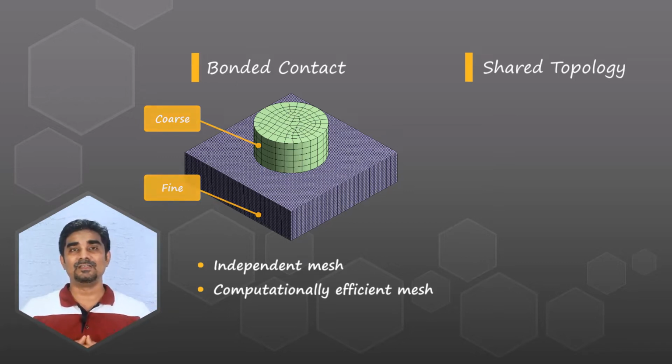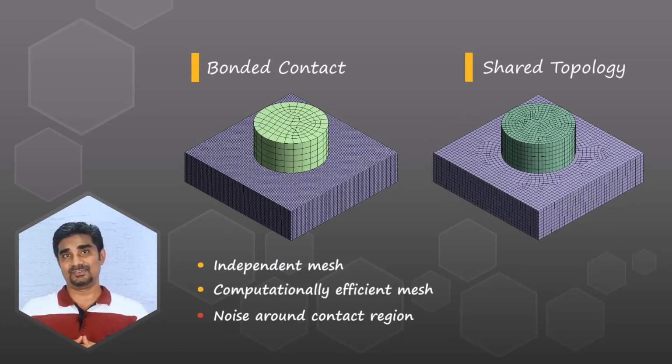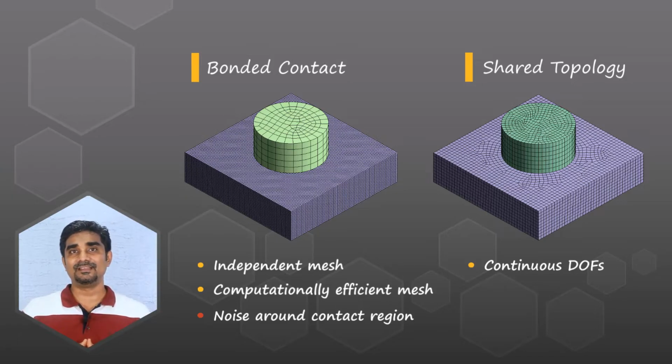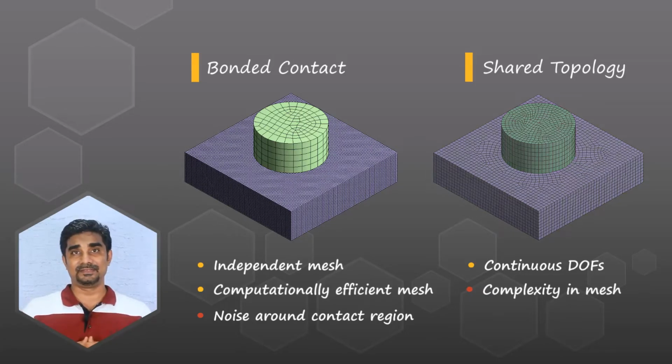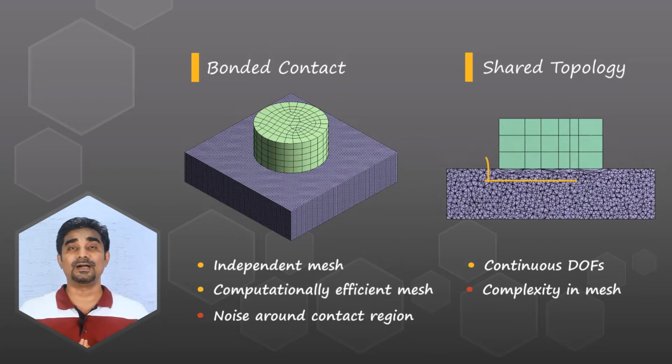Despite this advantage, using contact may lead to some discontinuity or noise at the contact regions. On the other hand, shared topology does not suffer from this issue. Deformation results are continuous over the interfaces as the degrees of freedom are shared. The downside of having a continuous mesh is that it may increase the complexity of obtaining a good quality mesh, especially when transitioning from a finer mesh on small parts to a coarser mesh on adjacent bodies.